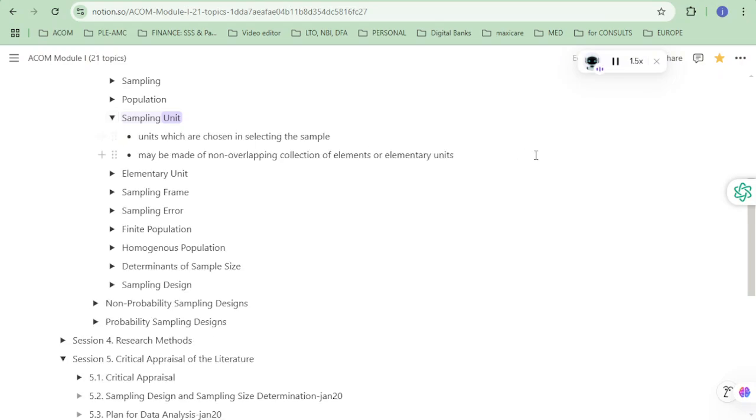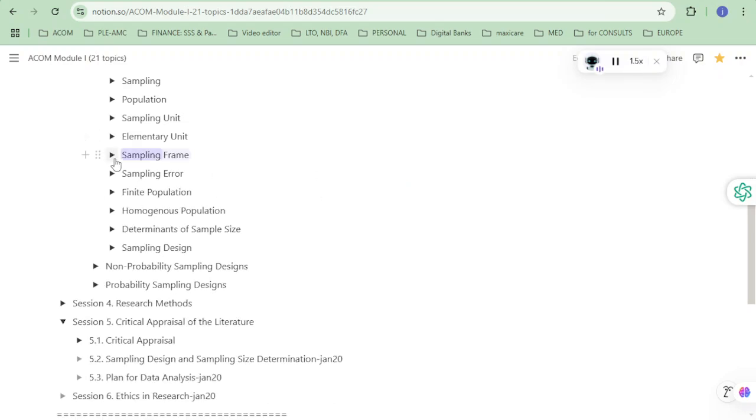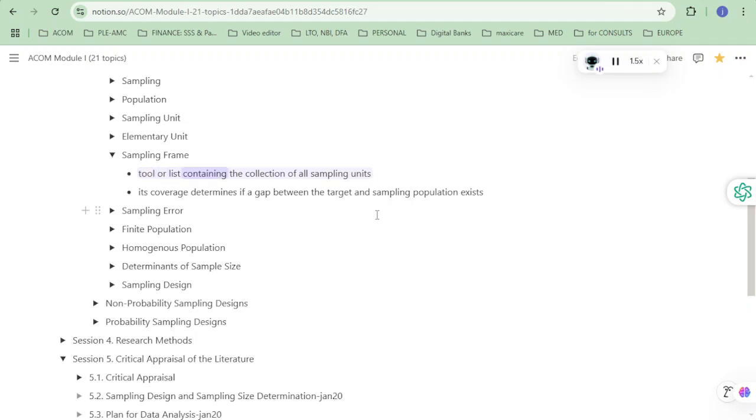Sampling unit: units which are chosen in selecting the sample. It may be made of a non-overlapping collection of elements or elementary units. Elementary unit, also called element: the object or person from which an observation or measurement is taken. Sampling frame: a tool or list containing the collection of all sampling units. Its coverage determines if a gap between the target and sampling population exists. Sampling error: the variability in the estimates derived from various samples from the same population.